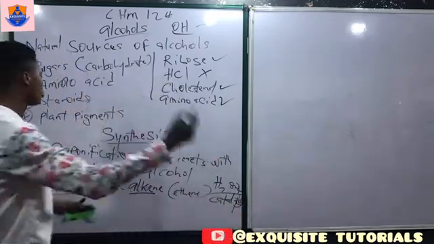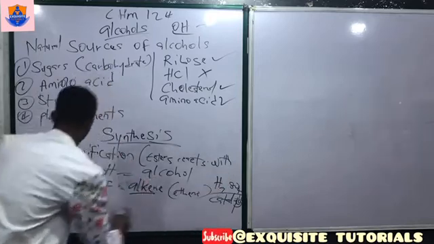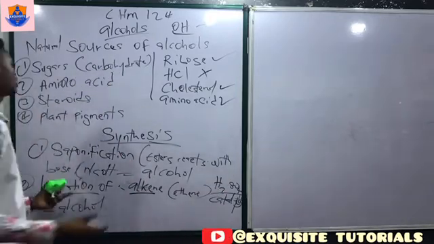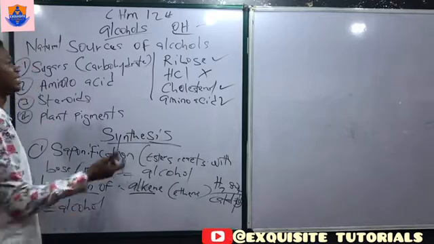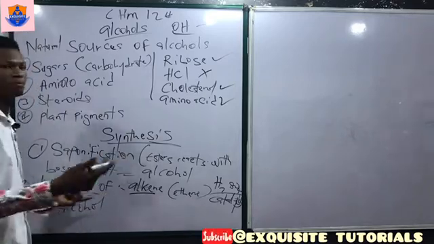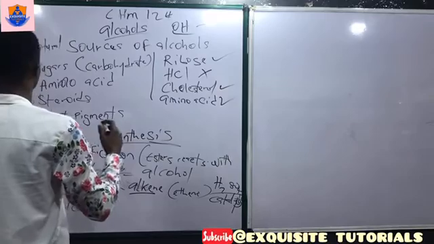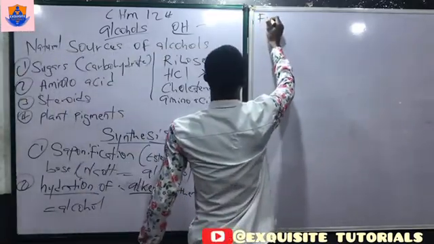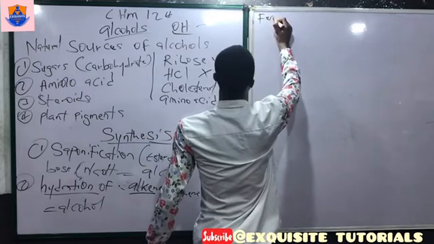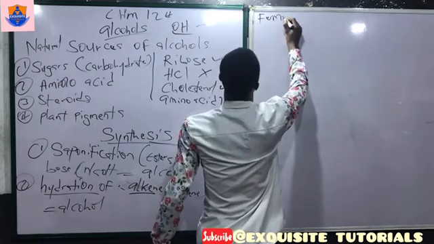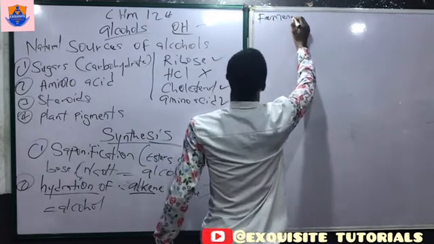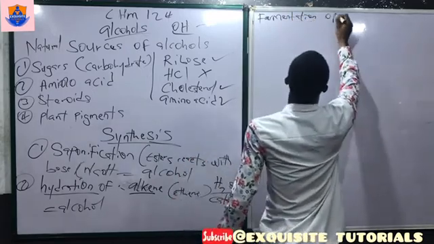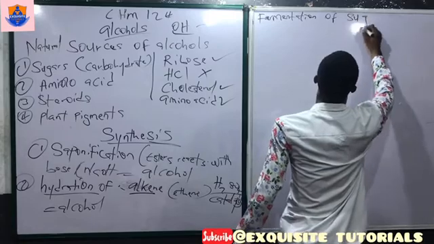What you get, the end product, is an alcohol. So these are some of the syntheses of alcohols. Another one is fermentation. Now let's talk about fermentation of sugar.